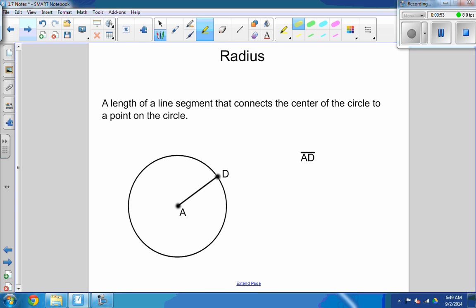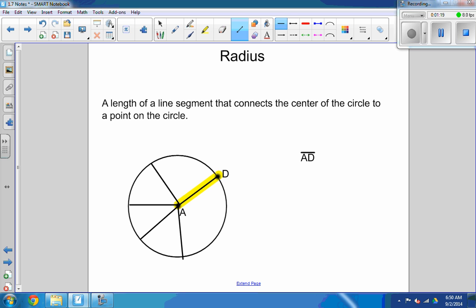The radius is a length of a line segment that connects the center of the circle to a point on the circle. The radius is called by the center point and a point that's on the circle, so AD. And every single radius that you draw has the same length. So every single radius that we draw here is congruent to another radius of the same circle.